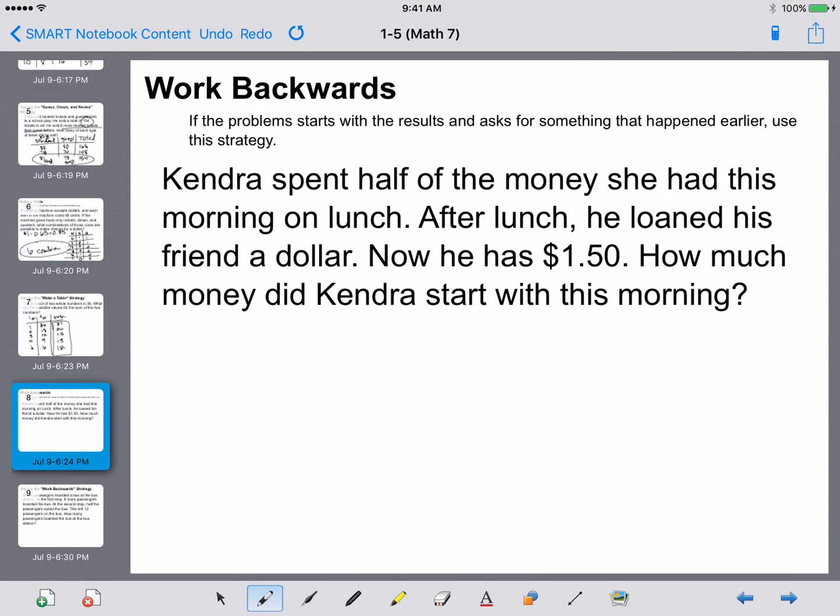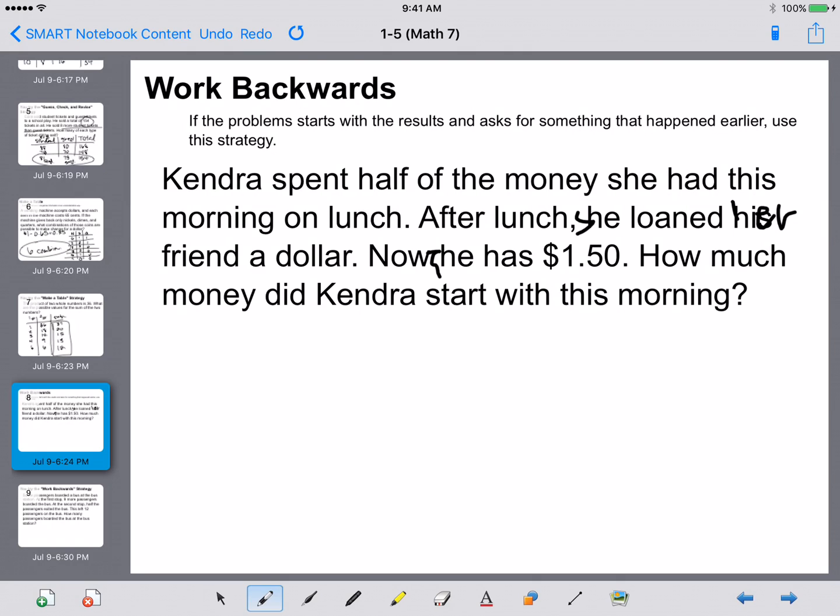And our final strategy that we have is the work backwards strategy. So if a problem starts with a result and asks for something that happened earlier, that's when you're going to use this strategy. So it says Kendra spent half of the money she had this morning on lunch. After lunch, she owed her friend $1. Now she has $1.50. How much money did Kendra start with this morning?